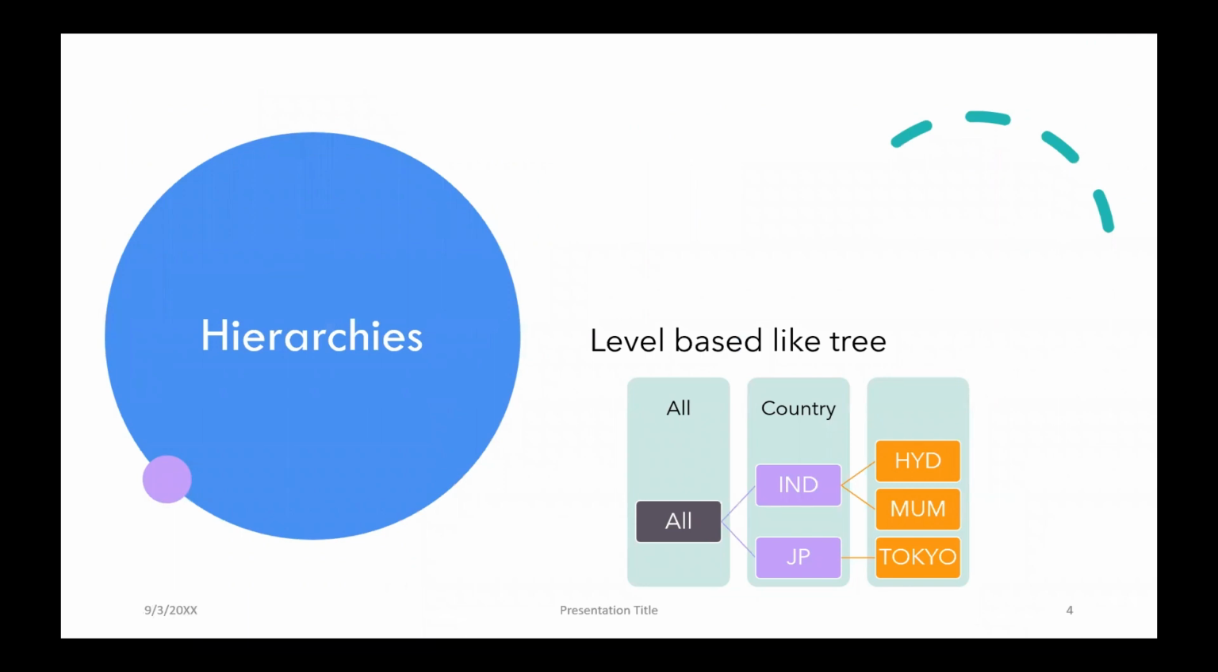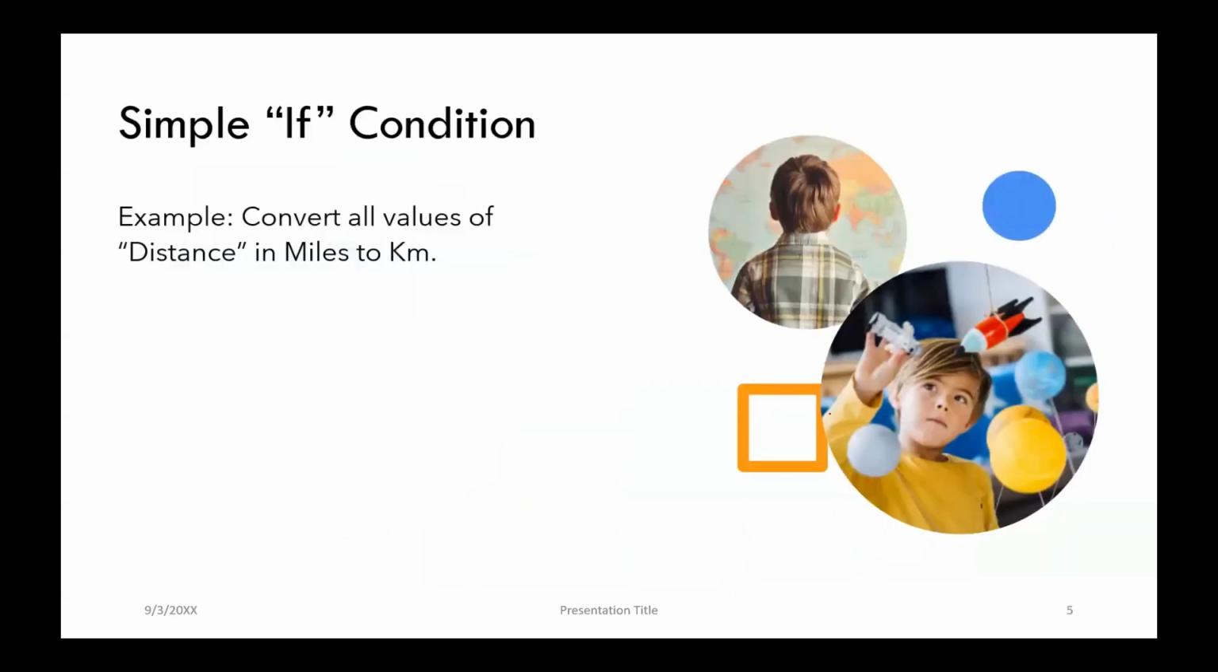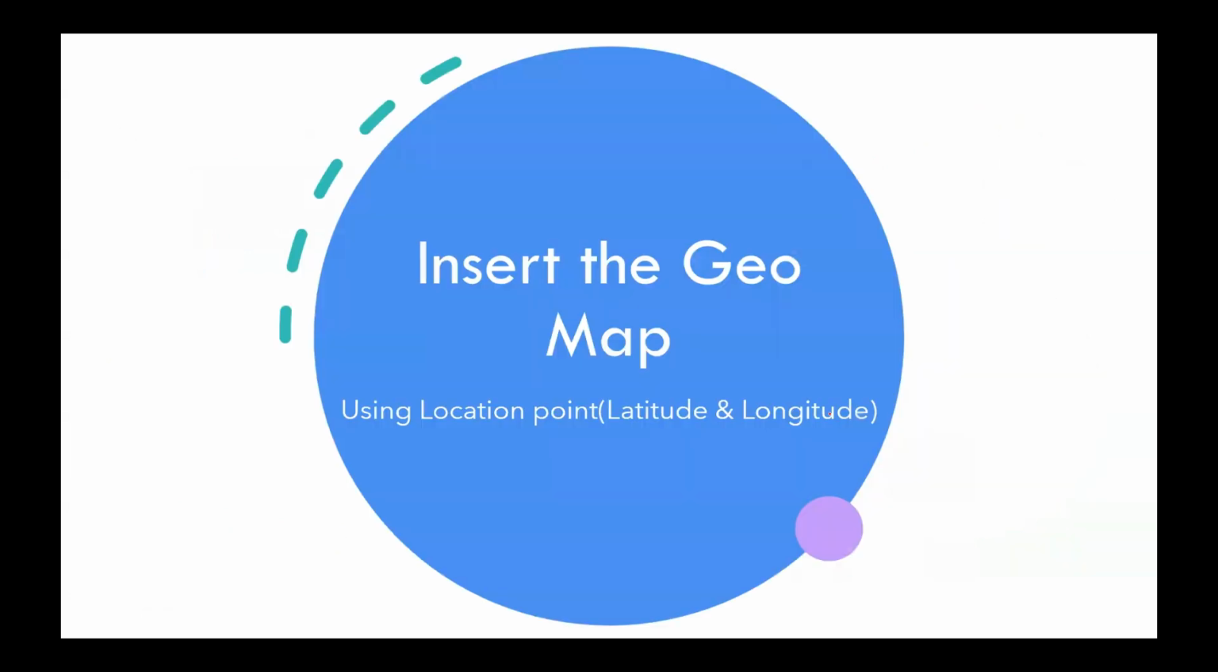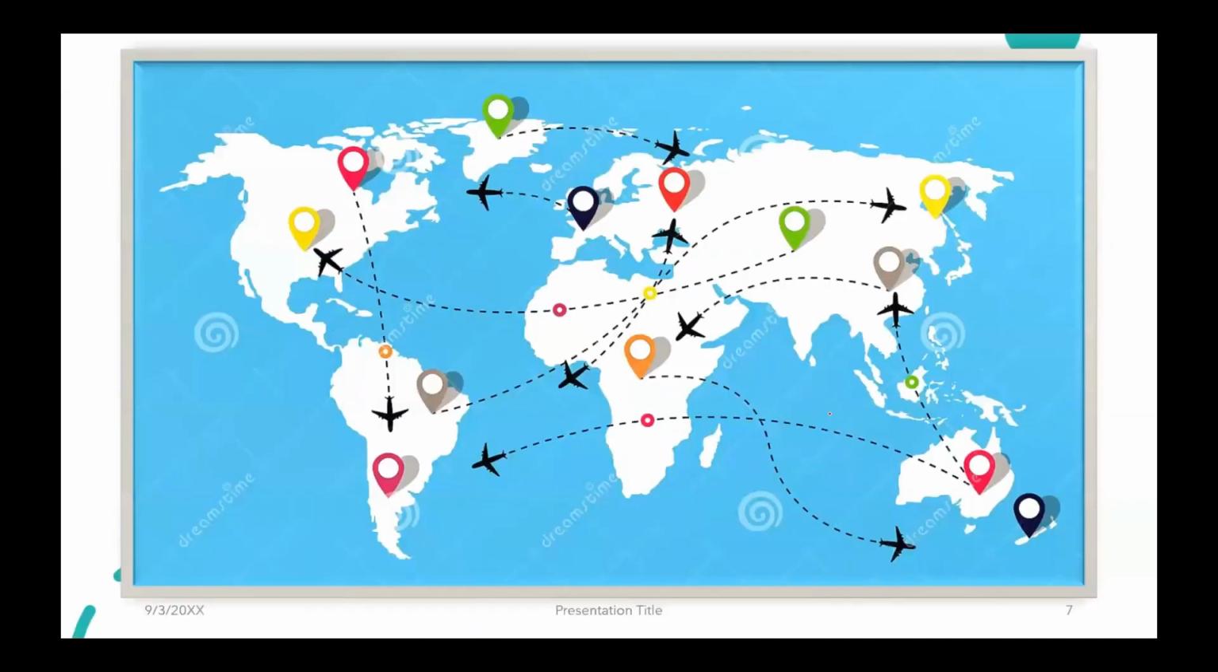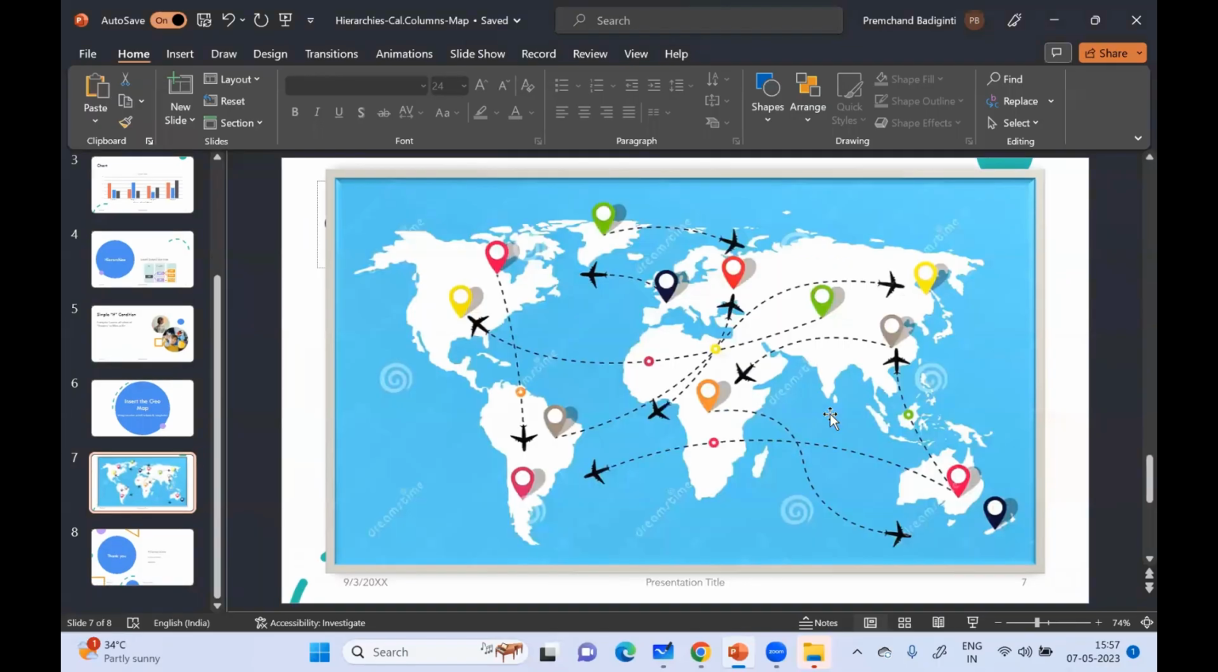Hierarchies, we know that we can maintain level-based hierarchies, like all global in a root node, and then further level 1, level 2. Like this, we can create level-based parent and child hierarchies, and each level will be represented by one section of the dimension. And we will do some simple if conditions as well as some string functions, and then we will go for the geo map. We will see how the flights data is going to be represented.